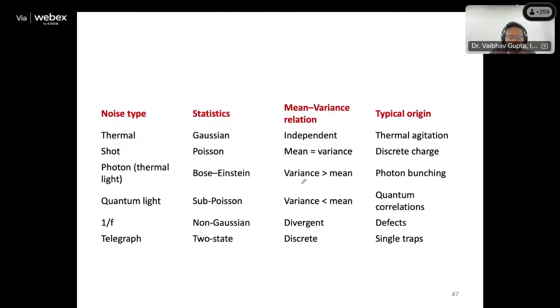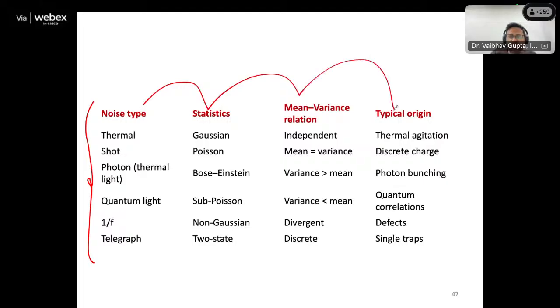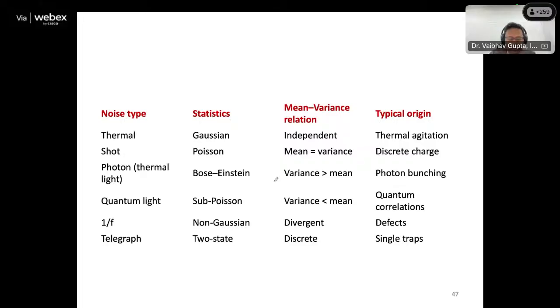So finally, what I have created is a table, and here you can see the different noise types, which kind of statistical behavior each noise shows, what the relation is in terms of mean, variance, and standard deviation, and what the typical origin of the different noises is. So in today's lecture, this is all I wanted to cover.